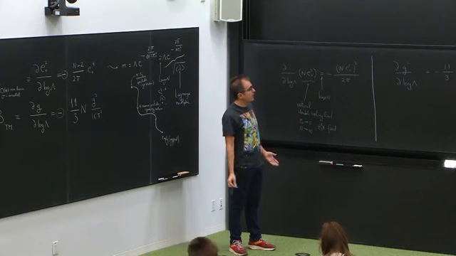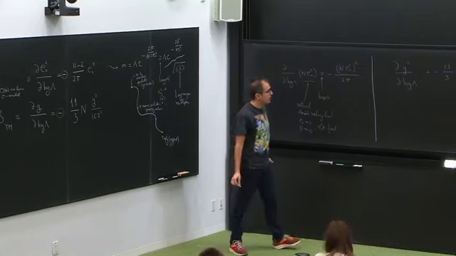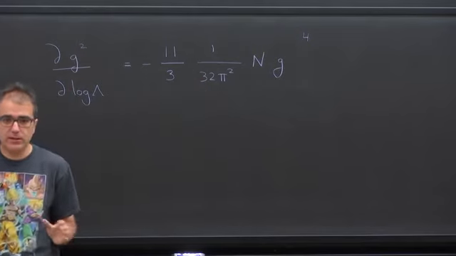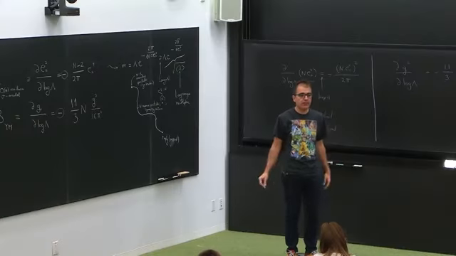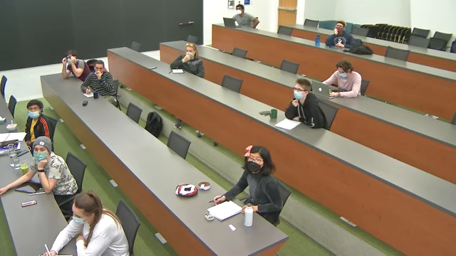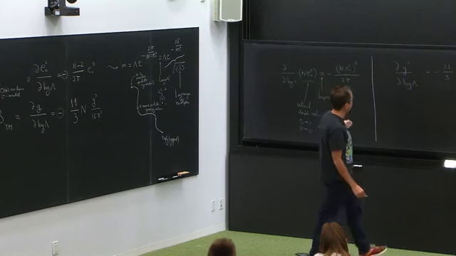So now let's try to make the scaling nice. How would you define a quantity that would be fixed under RG? Sorry, is it 32 pi squared or 8? 8. So if I multiply by, yeah, 8, good.